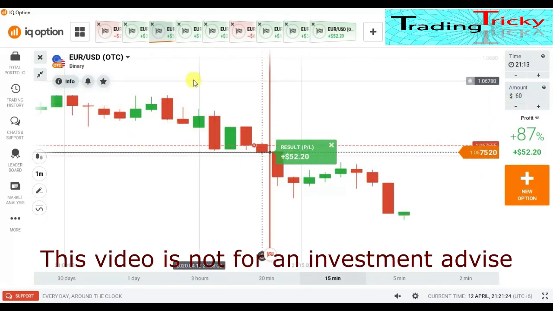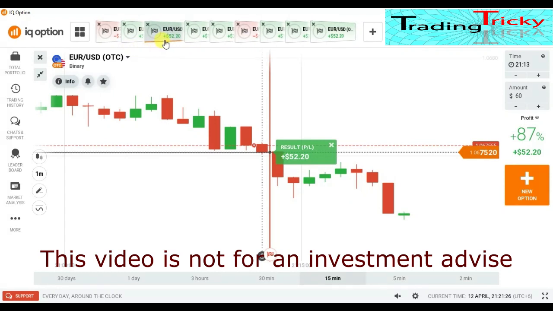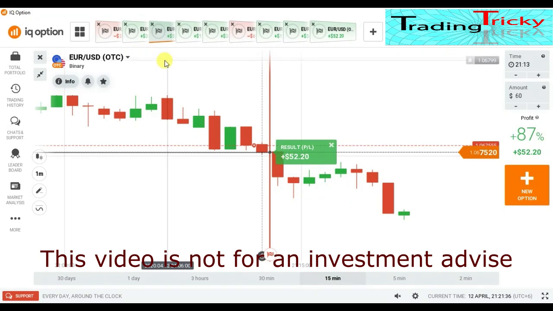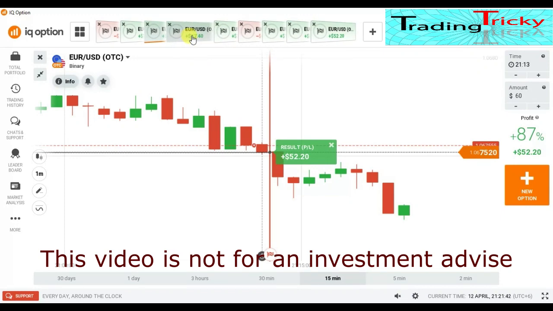So my first round was completed with a profit, a few profits like 34 and 52, I mean 86. So I lost 20, and in total I earned about 64. Okay, let's start the next round.